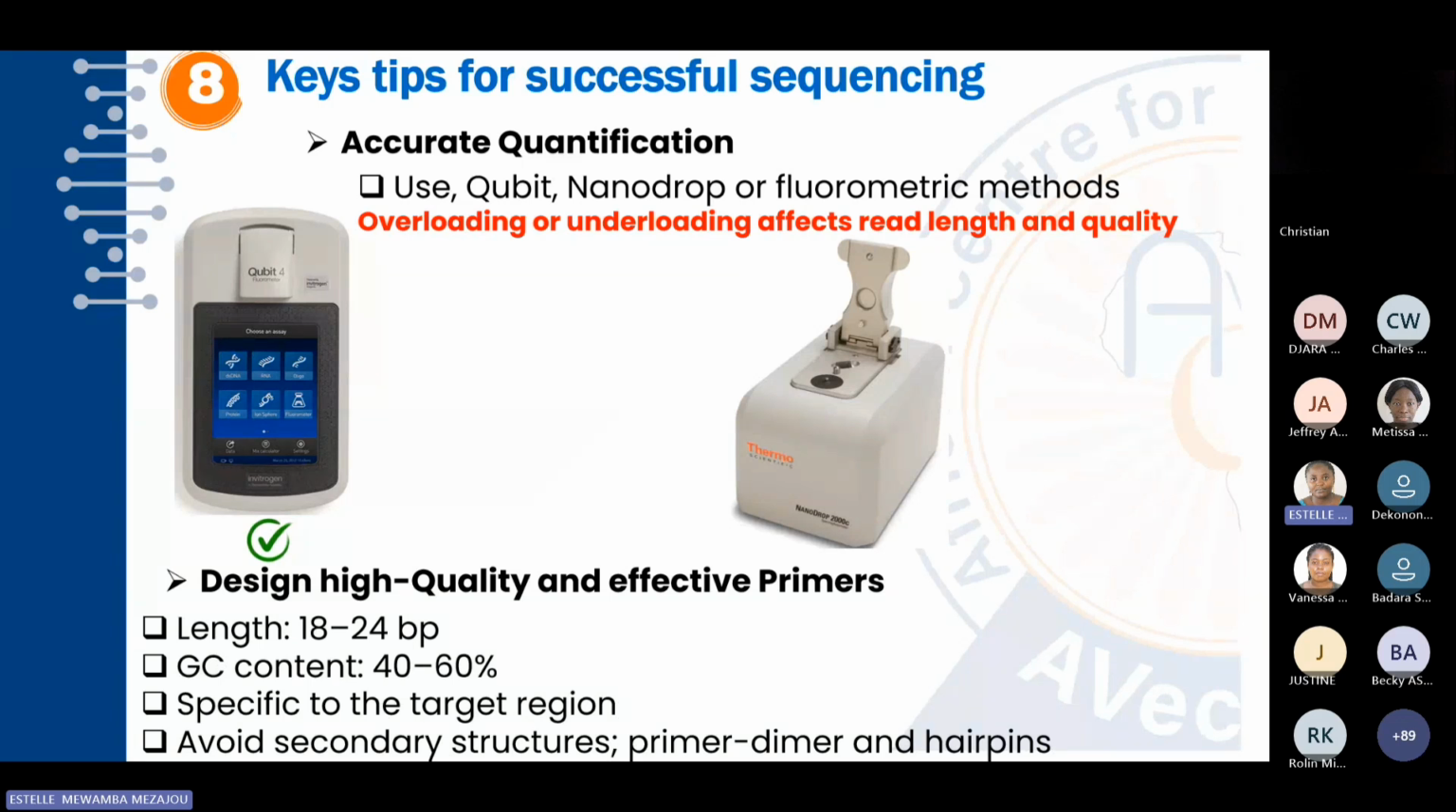You also need to pay attention when designing your primers. You need to have high quality primers, following some guidelines when you design them: the length between 18 and 24 base pairs, the GC content between 40 and 60%, and make sure you really have a primer that yields specific bands and anneals to the specific targeted region you are looking for.